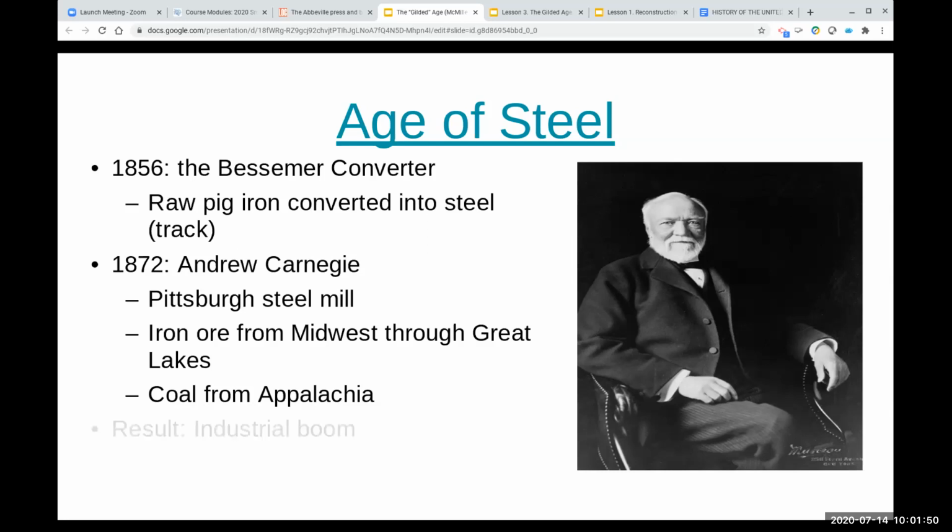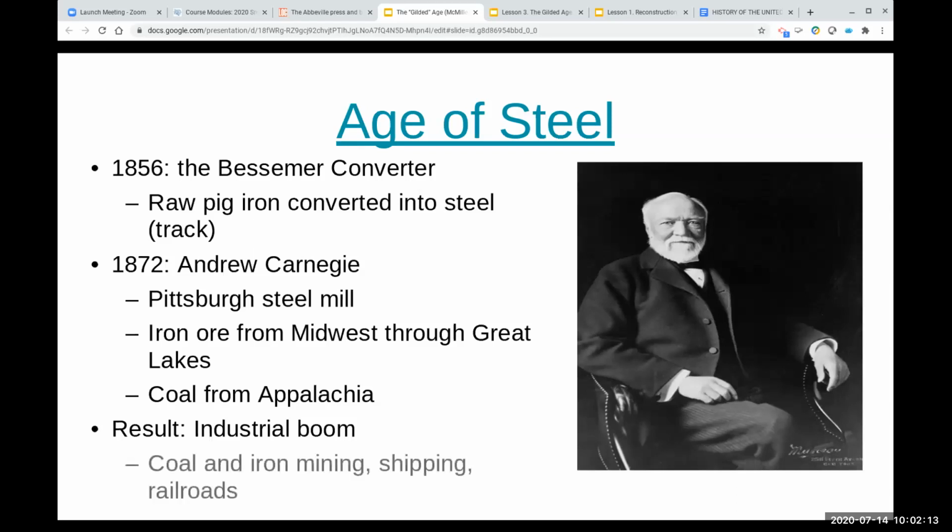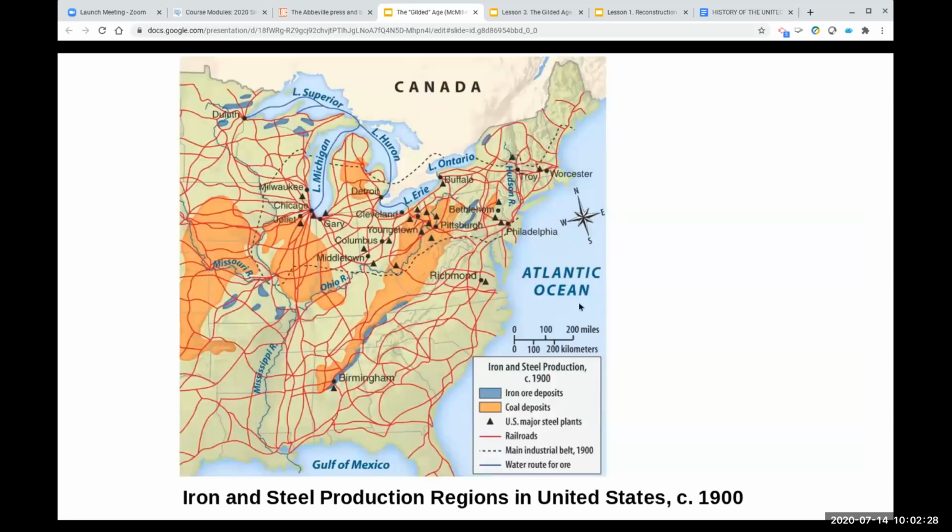You get coal from Appalachia to fire those Bessemer converters, and then you have the iron ore, and then you mix it all up in Pittsburgh, and then you send it east, which is how New York as a skyscraper city was built, and all the other skyscraper cities. They're all built from this Pittsburgh steel, with all the raw materials coming from the west and Appalachia, and then the steel is being created and moved to the east. And the result is an absolute industrial boom in the American Midwest. You have coal and iron mining, shipping, railroads. This is really transforming the entire country and how the resources of the entire country are being amassed and created.